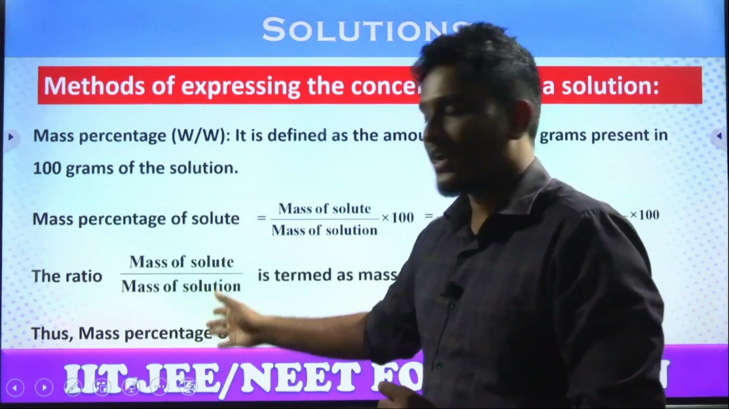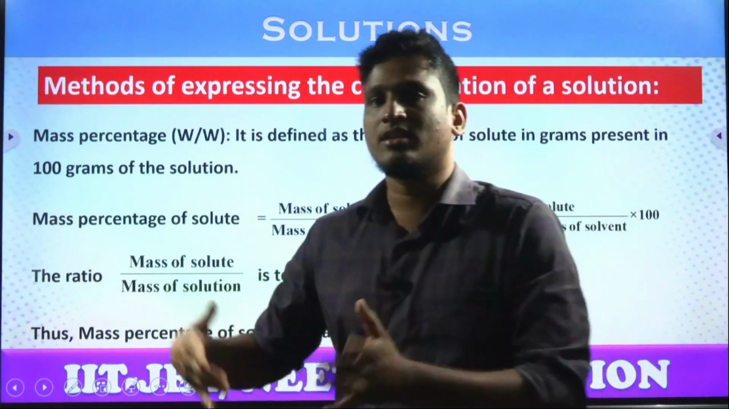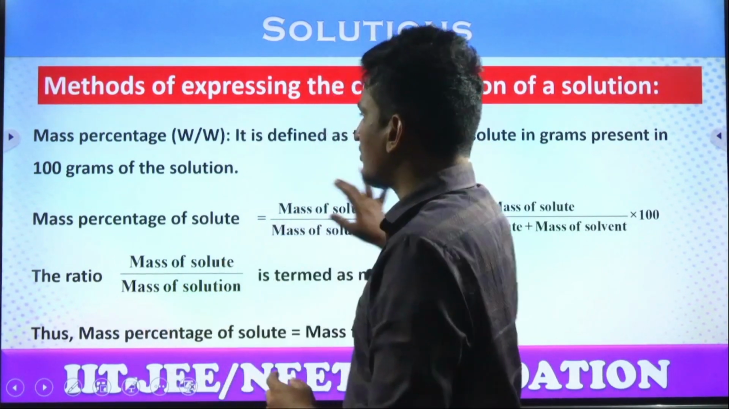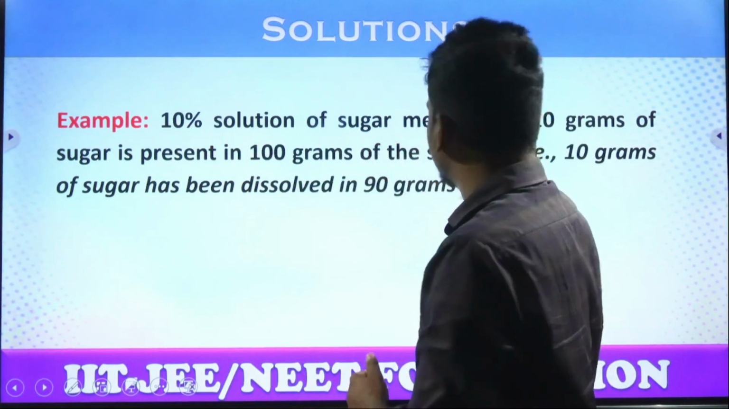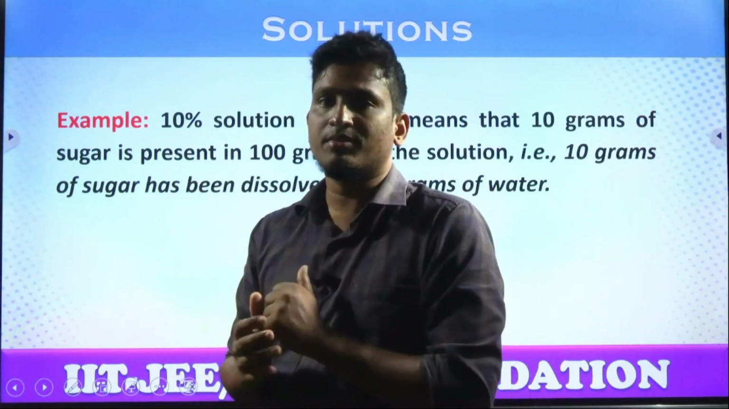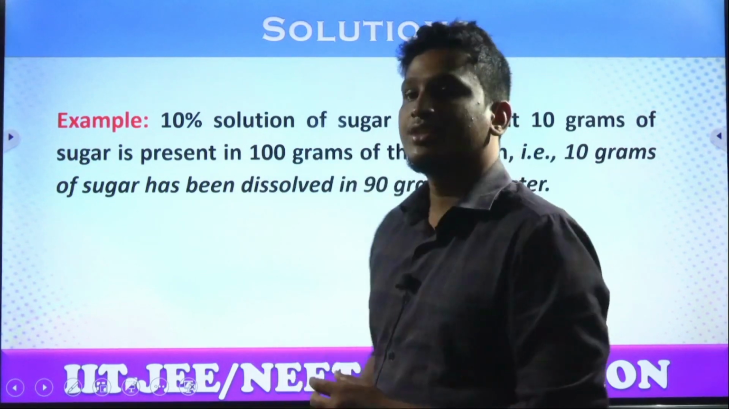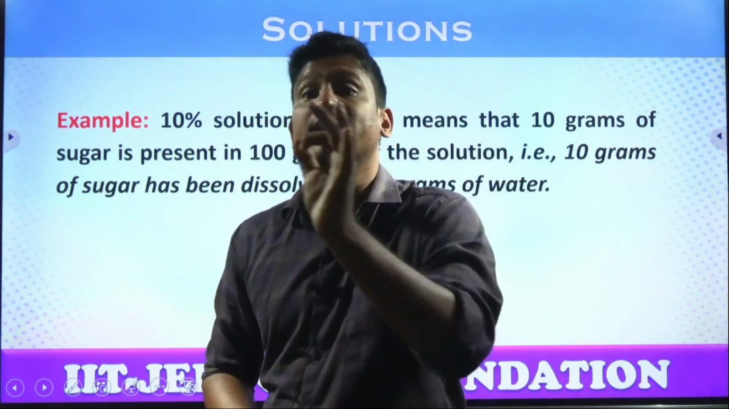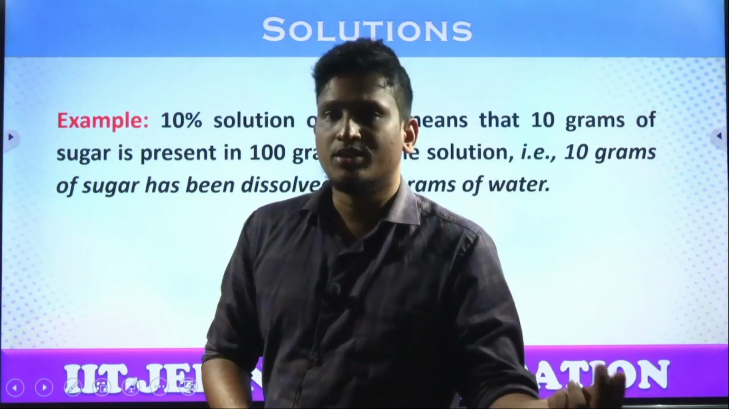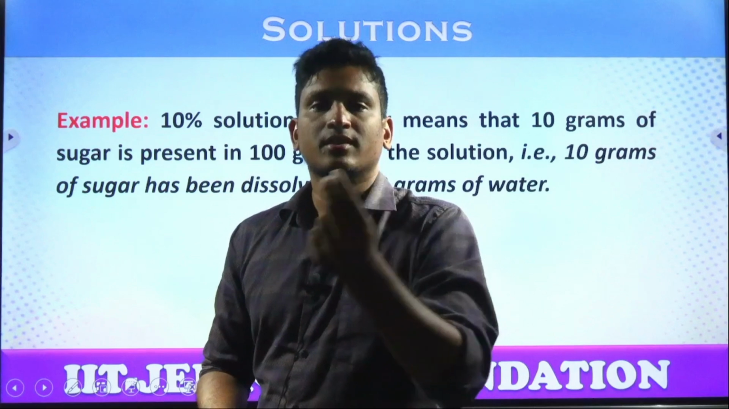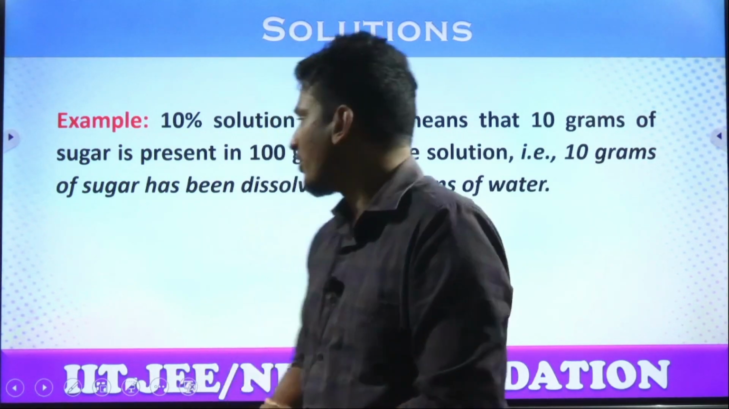This fraction is called mass fraction. So mass percentage equals mass fraction into 100. This is the other form of the same formula. For example, a 10% solution of sugar. What does it mean, students? 10 grams of sugar is present in 100 grams of the solution. That means 10 grams of sugar is present in 90 grams of water. Yes or no? Why? Because the solute is sugar and the solvent is water, 10 plus 90 grams of water makes 100 grams of solution. That's the point about the solution, students.